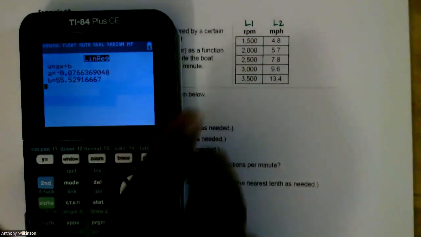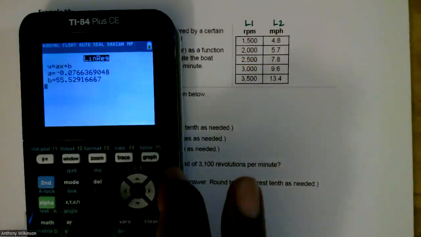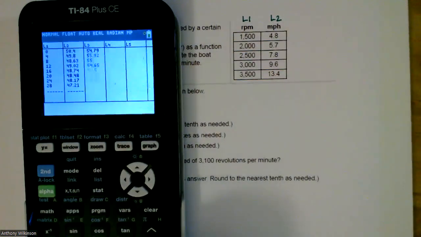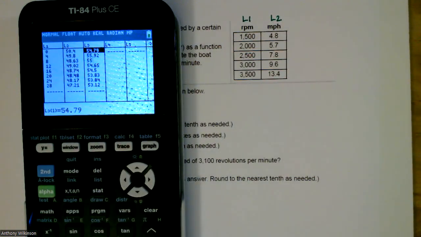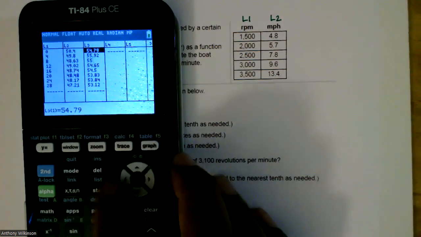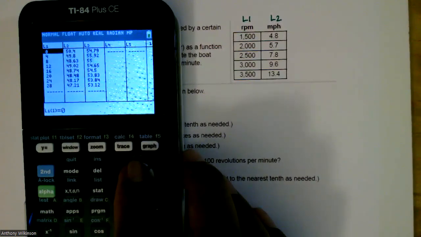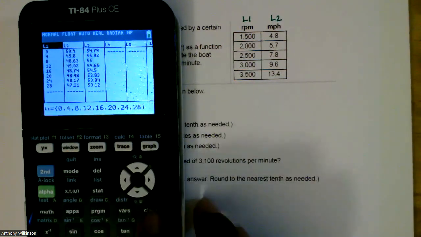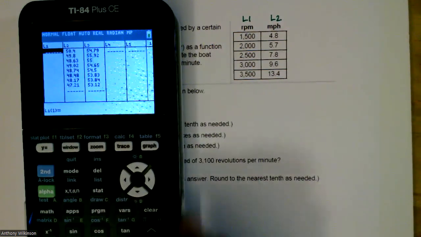So bring up a calculator, press the stat key. We're going to edit, so we're going to select number 1 for edit. Now notice we got stuff in our calculator, so what we need to do here is clear these columns out. So we go up to highlight L1 using the up arrow key, press clear, enter.